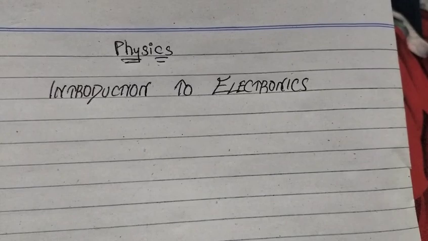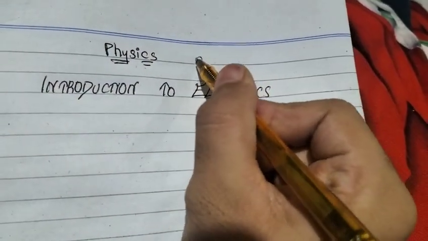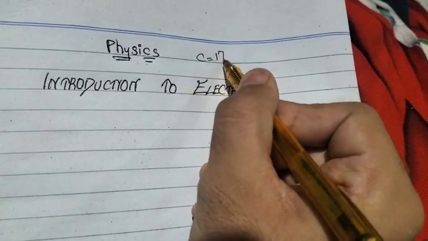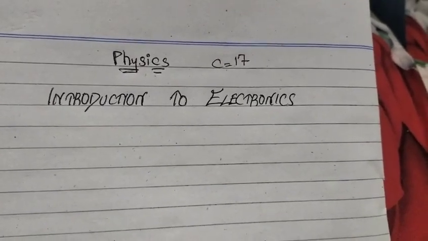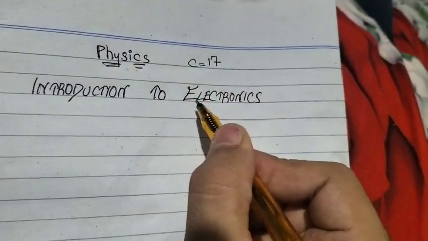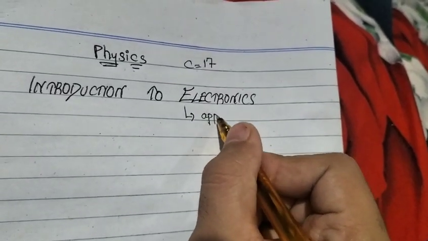In this video we are starting a new chapter in physics, chapter number 17, introduction to electronics. So what is introduction to electronics? Let's start. What is electronics? Electronics is a branch of applied physics.